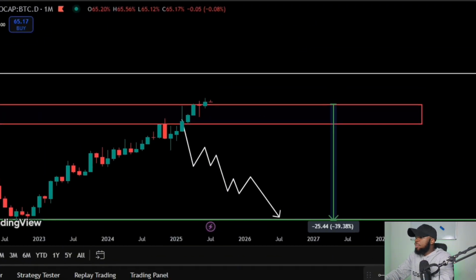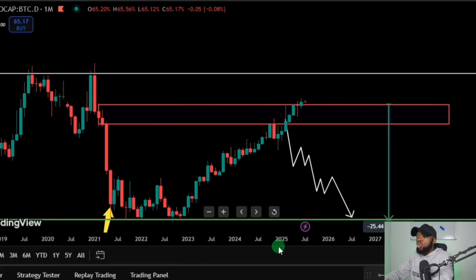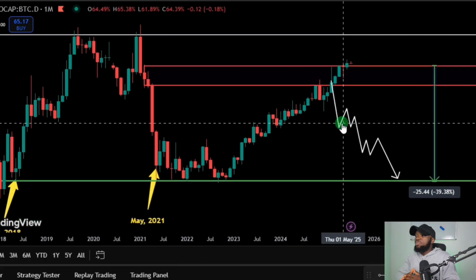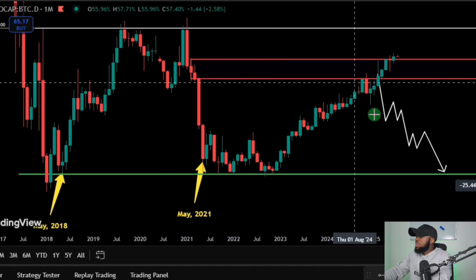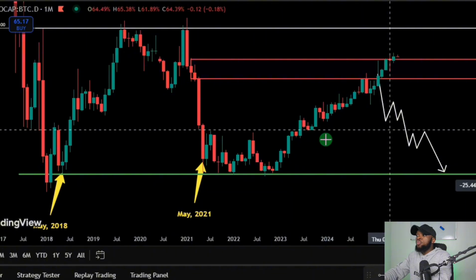We need to see that happen in order for altcoin season to begin. As long as the BTC dominance continues to increase in percentage, altcoin season is going to be postponed. It's going to take a while to come. So for us to enter into a full-blown altcoin season, we need to see the BTC dominance start retracing aggressively.